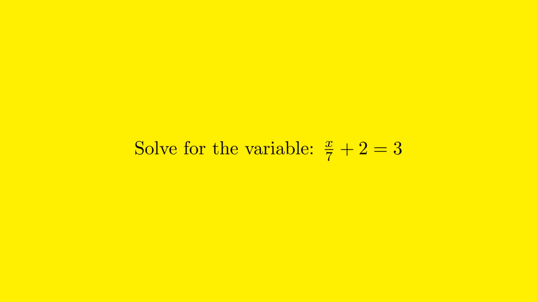In this video, we will be solving an equation to find the value of the variable x. The equation we will be working with is x divided by 7 plus 2 equals 3. We will go step by step to isolate the variable x and find its value. So let's get started with solving this equation.